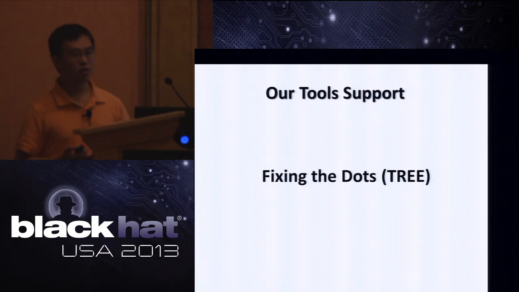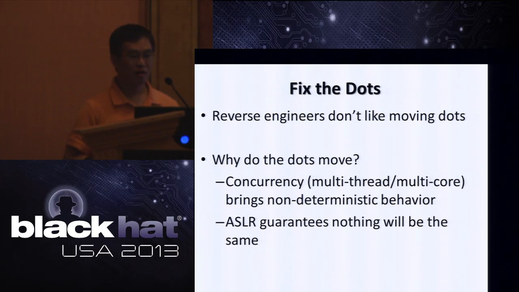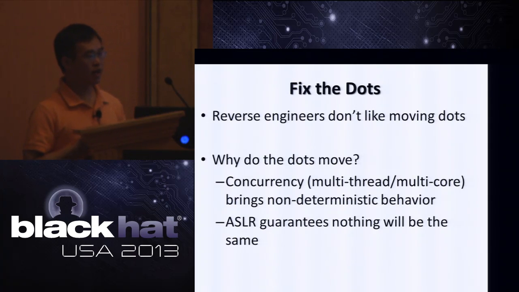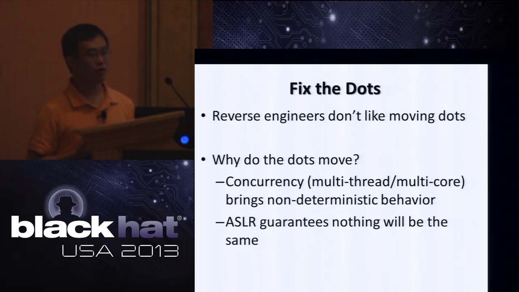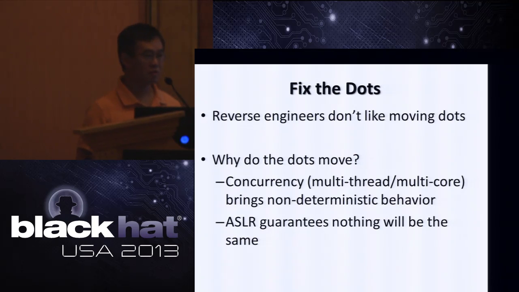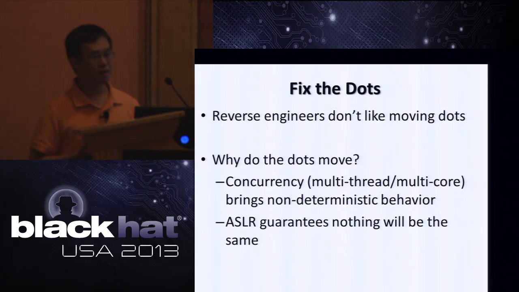So our first task is to help you fix the dots. We have mentioned that many times you see a problem, a behavior, and you want to look further, either a crash or the program hangs. So you need to focus on a particular part, or you want to look at different aspects from a different level of detail. But when you try to run the same thing again, it's not exactly as you expected or as you have seen. So why do the dots move? What makes the target move?